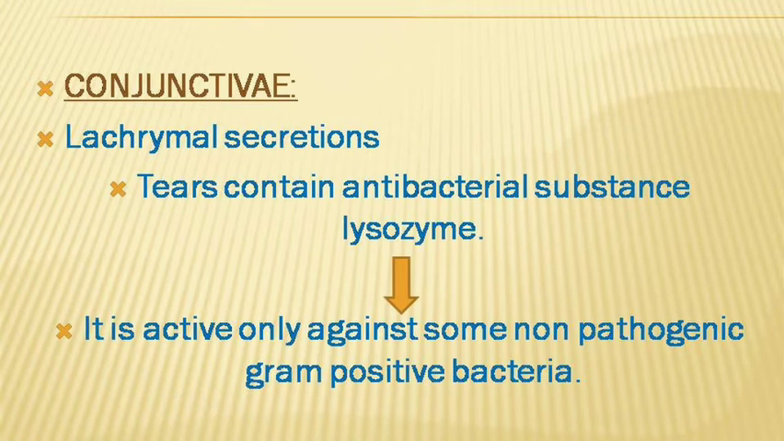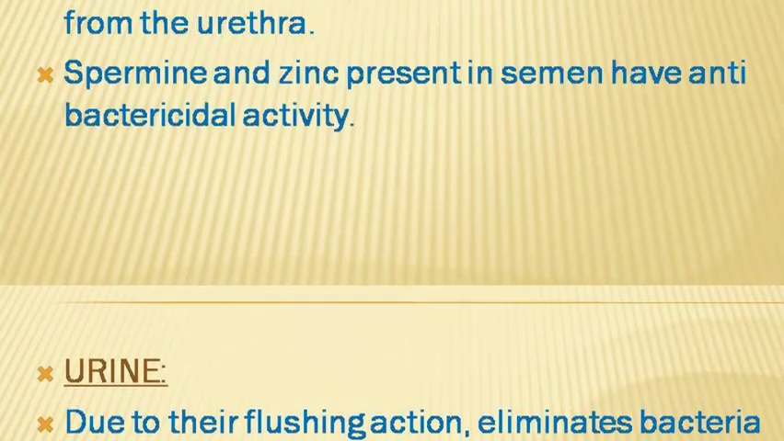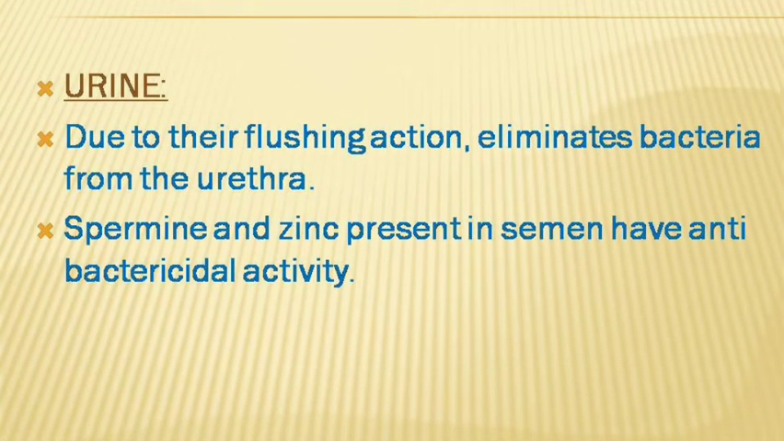Next is the conjunctiva, that is the lacrimal secretions. The tear contains an antibacterial substance called lysozyme. It is active only against some non-pathogenic gram-positive bacteria. So literally we can say that our tears contain some enzymes which help to resist these bacteria. Next is urine. Due to its flushing action, it eliminates bacteria from the urethra. Spermine and zinc, which are present in the semen, have antibacterial activity.